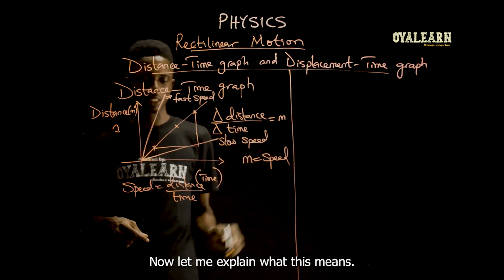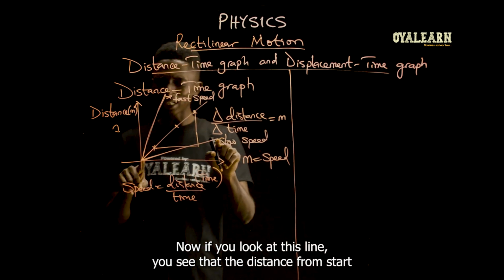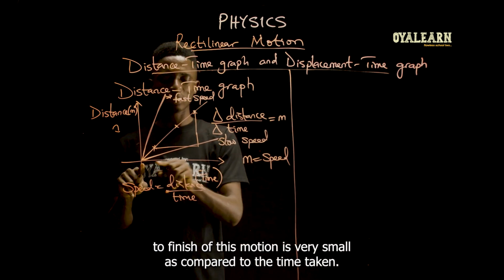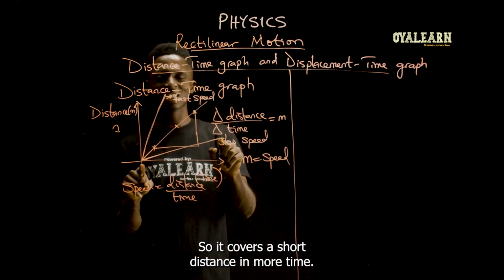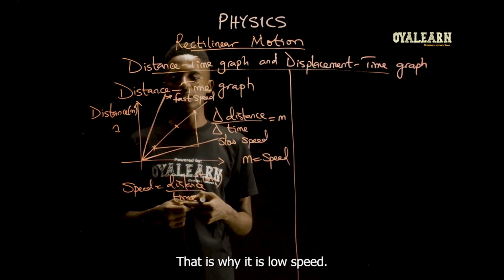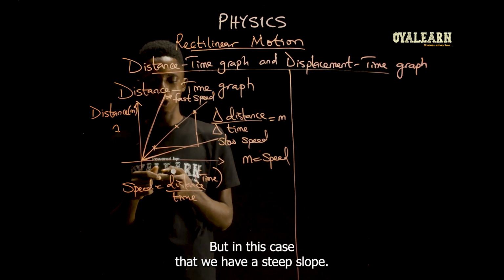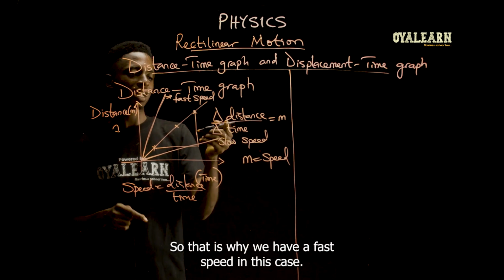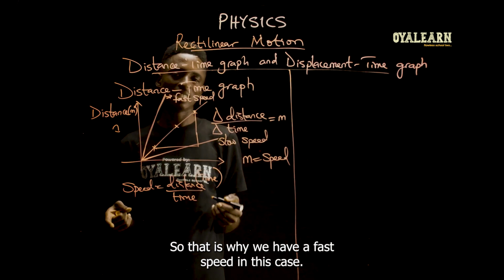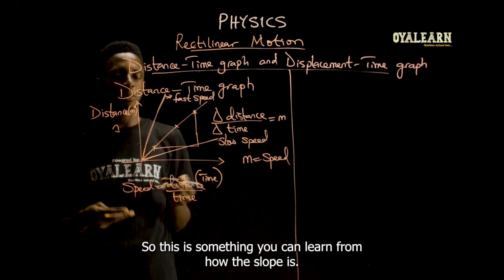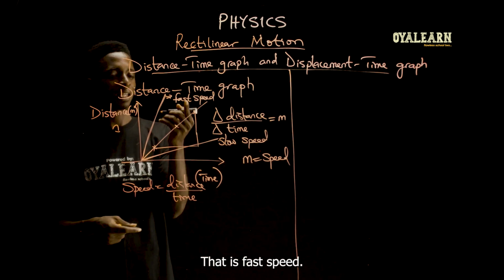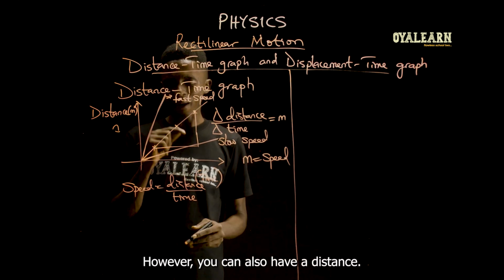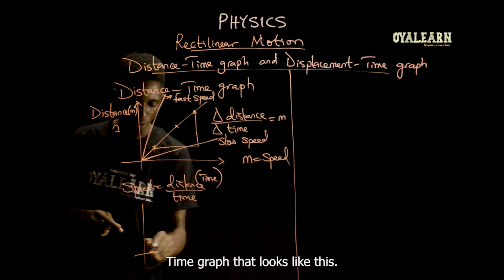Now, let me explain what this means. If you look at this line, you see that the distance from start to finish of this motion is very small as compared to the time taken. So it covers a short distance in more time. That is why it is slow speed. But in this case that we have a steep slope, you see that the distance covered within a short time is very high. So that is why we have a fast speed in this case. So this is something you can learn from how the slope is. If it's a very steep slope, that is fast speed. If it's a gentle slope, then it is a slow speed. However, you can also have a distance time graph that looks like this.